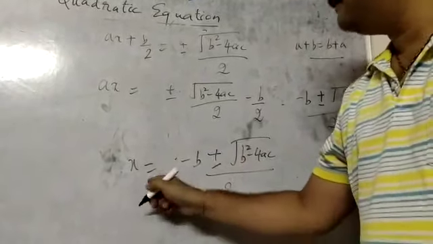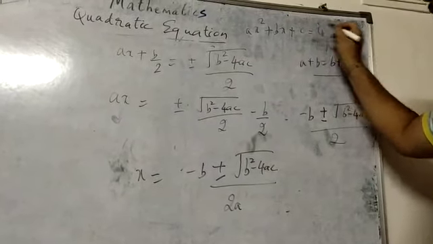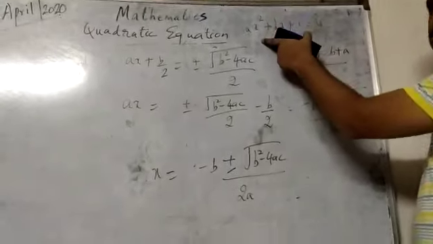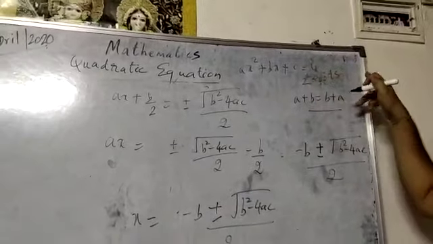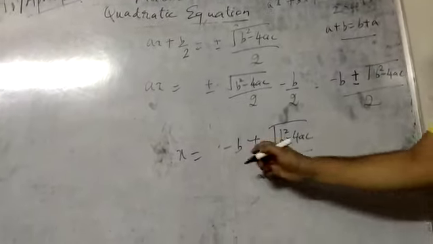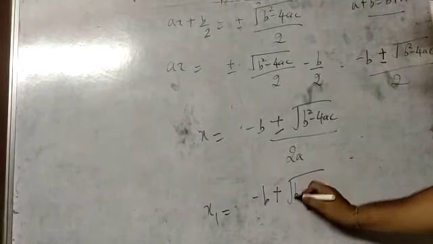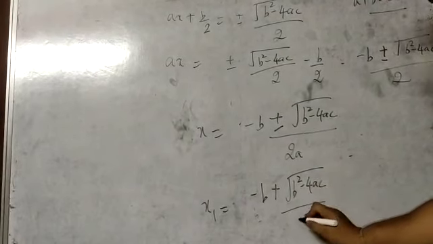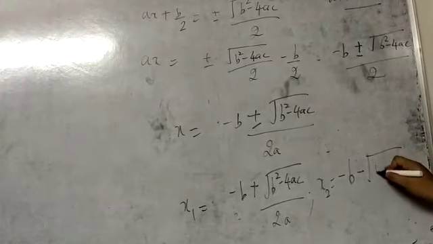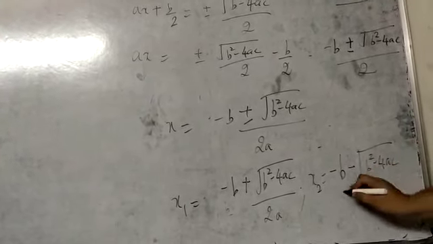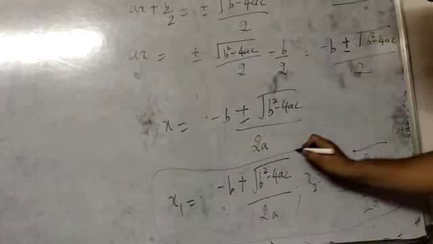So for the quadratic equation ax squared plus bx plus c equal to 0, the highest power of x is 2, so it will have 2 roots. If the power is 3, it will have 3 roots, and it goes on like that. So we'll have x1 equals minus b plus root of b squared minus 4ac by 2a and x2 equals minus b minus root of b squared minus 4ac by 2a. These are the general solutions of any quadratic equation.